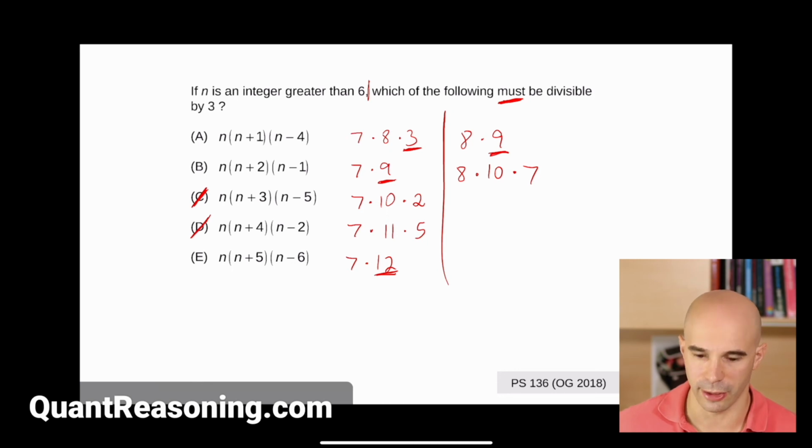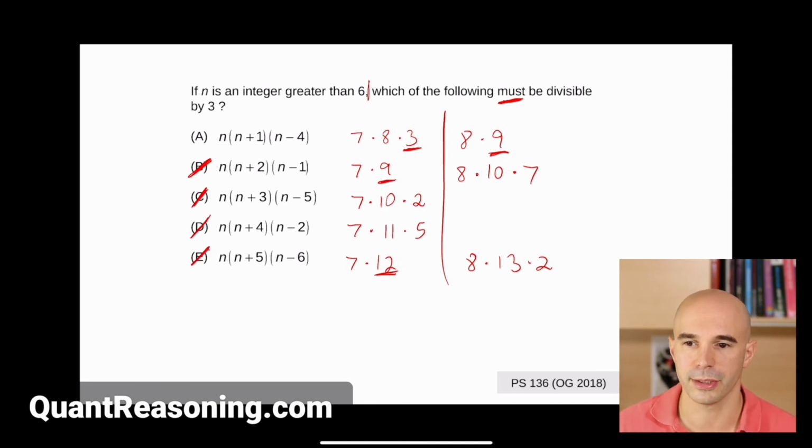That's not a multiple of 3 because none of them is. I'm not checking C and D because they're already gone. And the last one is 8 times 13 times 2. That can be eliminated as well because none of those numbers is a multiple of 3. And now I can pick A.